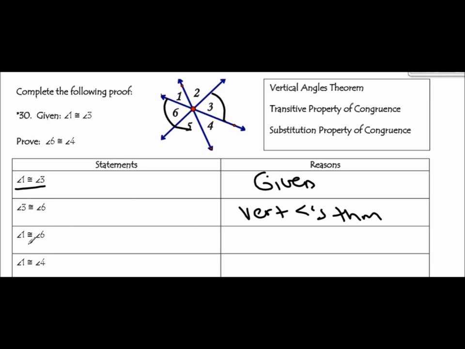Then we have that 1 is congruent to 6. In this line we have 1 is congruent to 3, 3 is congruent to 6, and then my 3's go away, and I'm left with 1 congruent to 6. Well, remember your transitive property. When the 2 middle terms are back to back, so here's our first line, here's our second line, and the 2 middle terms disappear, we're left with the first and the third. That's called the transitive property.